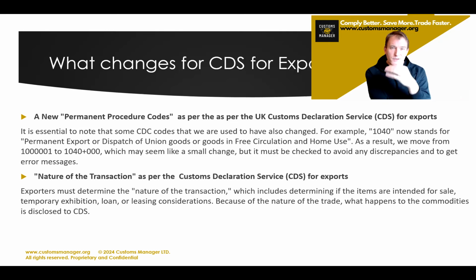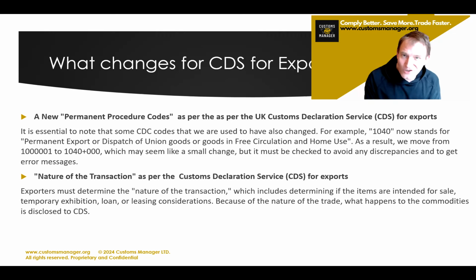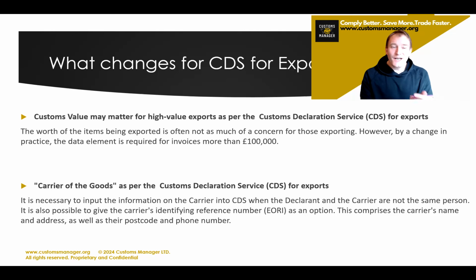Normally, 11 is the one we use, but then it all depends on what the actual nature of the transaction is. We've already talked about the high value matter for high value exports. Normally, this value is required for invoices more than 100,000, but as we've heard, data element 86 is also required as HMRC advisor. So we've got to check whether or not you can provide the customs value and then put that into the customs declaration.